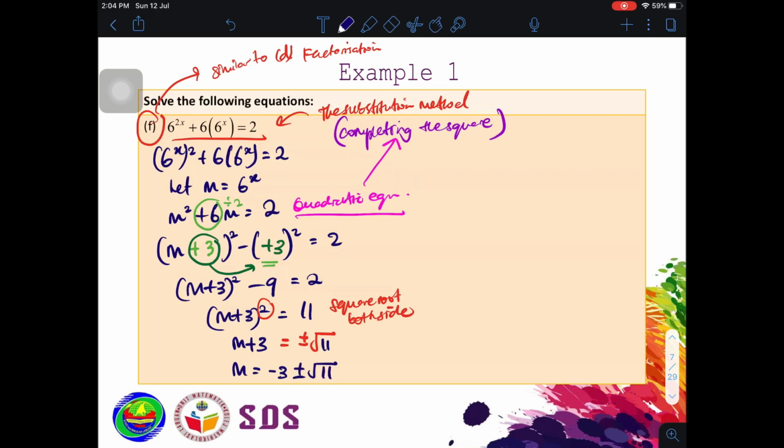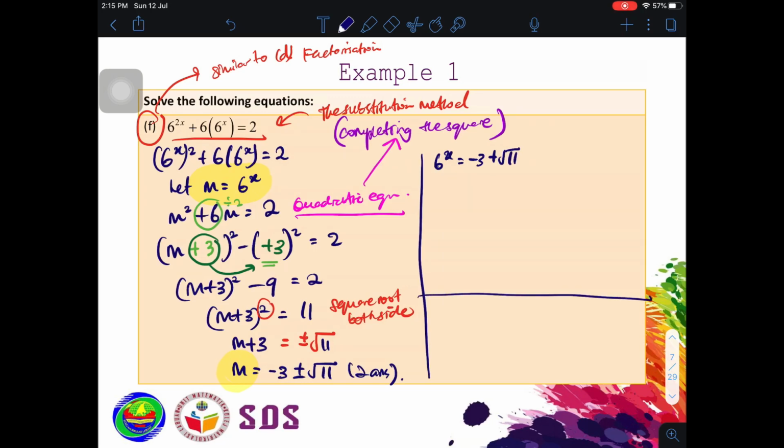And this is not the end yet. You need to change it back, whatever you have assumed just now. Change this m into two different equations, which are 6 to the power of x equals negative 3 plus surd 11, or another equation, 6 to the power of x equals negative 3 minus surd 11. So how do you find the value of x itself? Because that is your aim, isn't it?